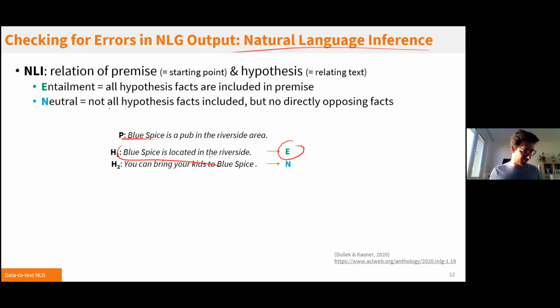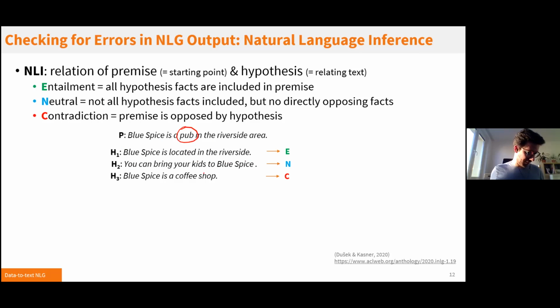Or they could be kind of neutral. So, not all the facts are included, but it's not contradictory. But in some cases, it's a contradiction. So basically, this is natural language inference, and this is what it can do. And there are models that do it pretty well.